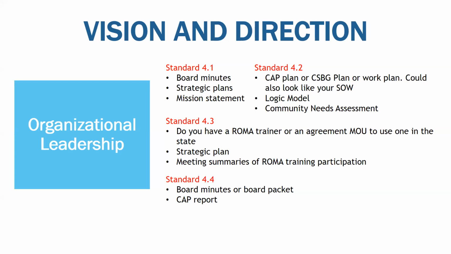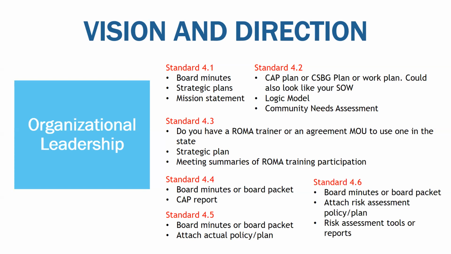Is your board receiving annual updates on the success of specific strategies included in your CAP, or your community action plan? 4.5 wants us to look at having a written succession plan for the CEO or the ED of your program that's approved by the governing board for covering an emergency and unplanned short-term absence of 3 months or less, as well as outlining the process for filling a permanent vacancy if those should come up.